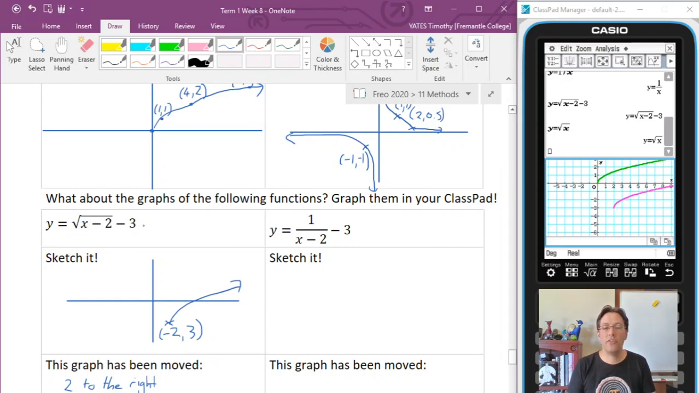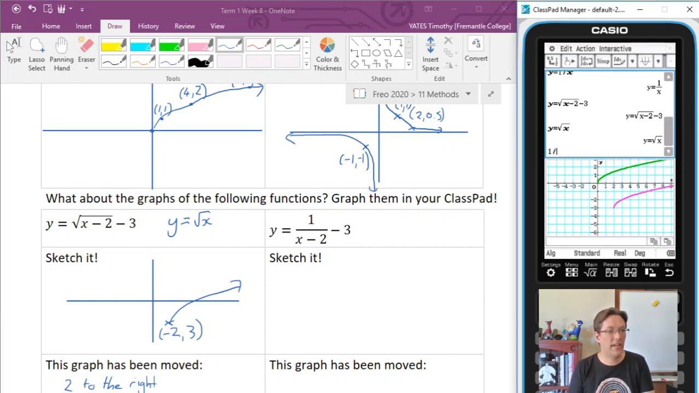There we are. So this has undergone what's called a transformation. It's just shifted a little bit. Otherwise, it's still similar to y equals the square root of x. It's just been shifted around a little bit. Its starting point has been shifted. Same for this one. Let's try sketching that one.